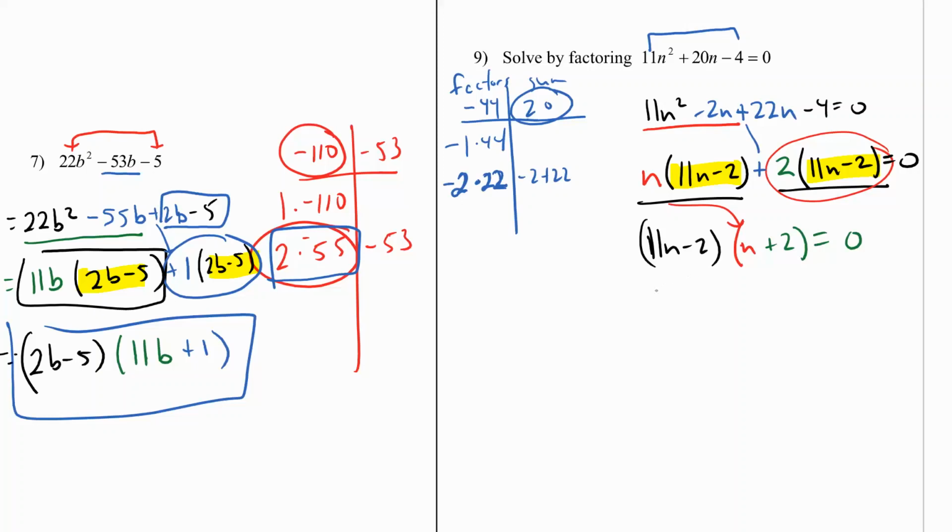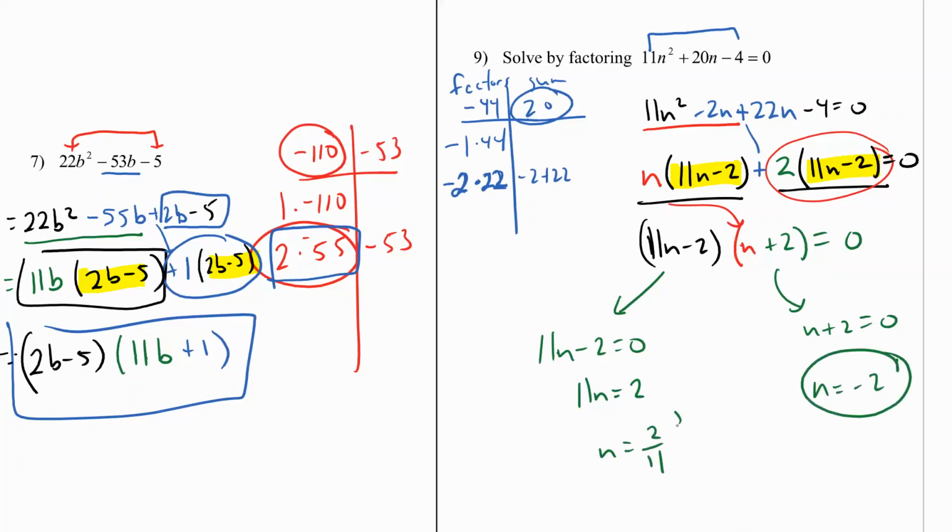All right, lastly, to solve, we're going to set each factor with a variable equal to 0. And then we're going to solve for the value of n. So we're going to add 2 to both sides and then divide by 11. This one we'll subtract 2. And there we go. We have solved for those.